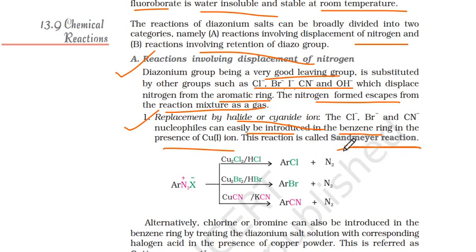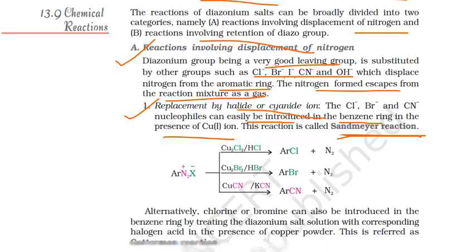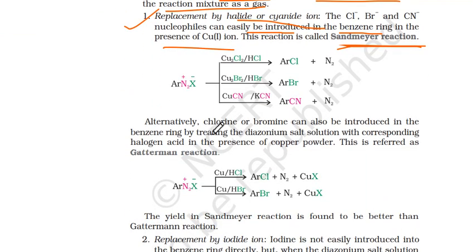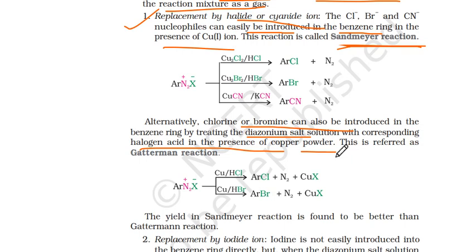So in Sandmeyer's reaction, you bring in any of the nucleophiles, any of the ions, and you introduce them into the benzene ring in the presence of copper via the Sandmeyer reaction. Alternatively, chlorine or bromine can also be introduced in the benzene ring by treating the salt solution with the corresponding halogen acid in the presence of copper powder, and that is the Gattermann reaction.